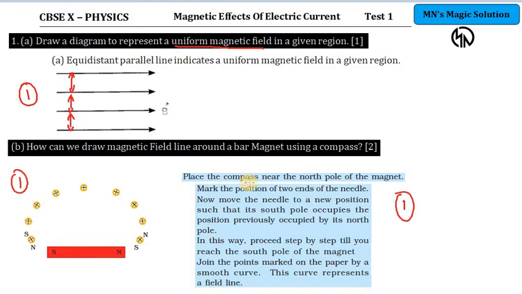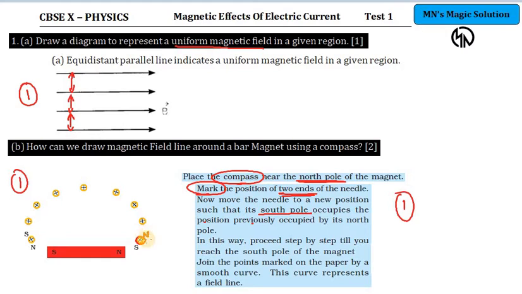So the first step is, near the north pole of the magnet I am going to place a compass. After placing the compass, the needle has positions, the two ends of the needle, and I have to mark them. After marking, I have to move the compass to a new position. I have to take it from this place and put it in another new position such that its south pole occupies the position previously occupied by its north pole.